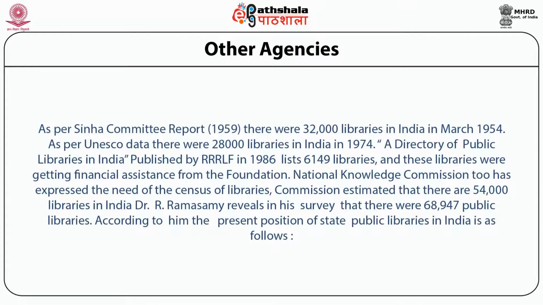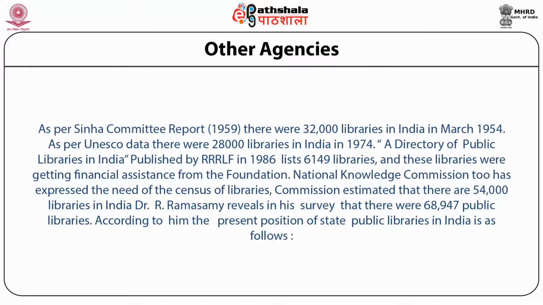As per the Sinha Committee Report 1959, there were 32,000 libraries in India in March 1954. As per UNESCO data, there were 28,000 libraries in India in 1974. A directory of public libraries in India published by Raja Ram Mohan Rai Library Foundation in 1980 lists 6,149 libraries, and these libraries were getting financial assistance from the foundation.